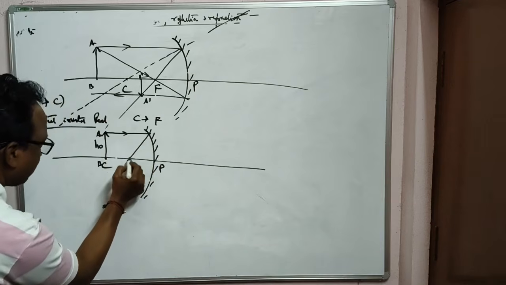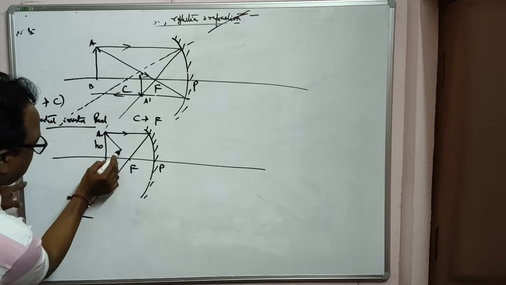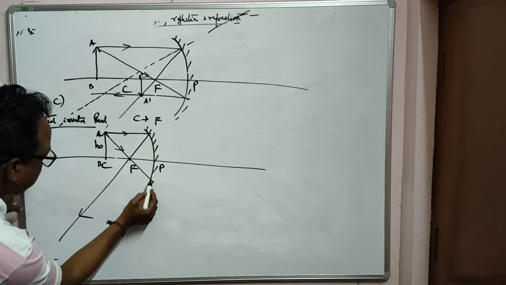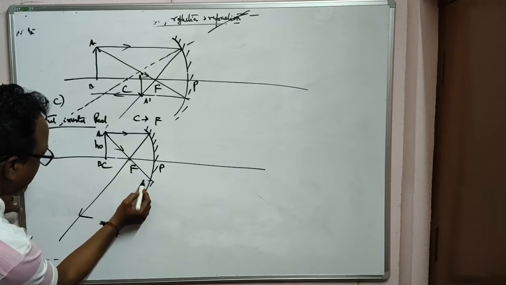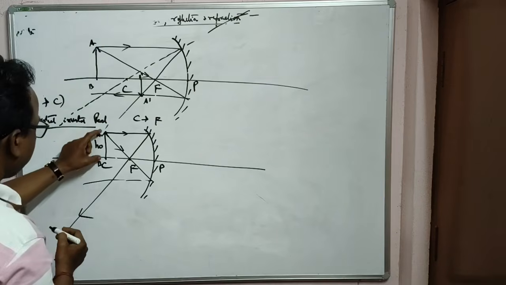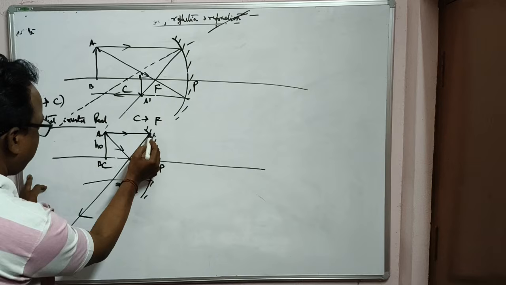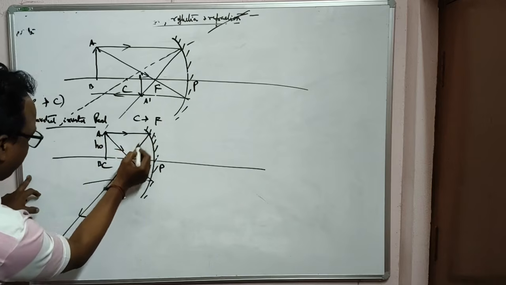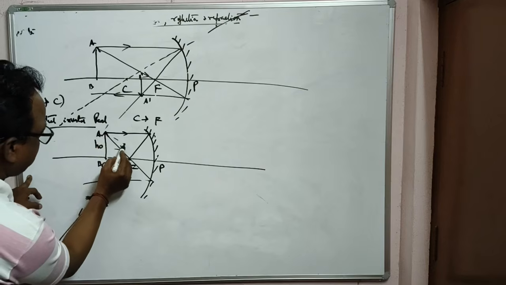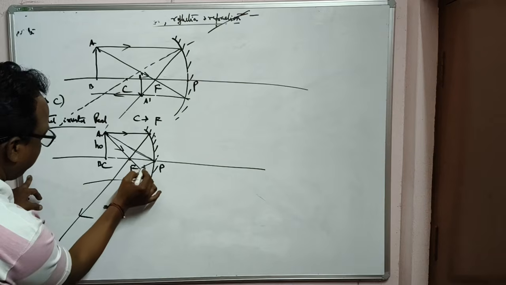Okay, going through focus. The second one, through focus, will go parallel. I have taken exactly the center. One I am taking like this, going through focus. Another, suppose I take through pole. Pole means center. It will reflect.